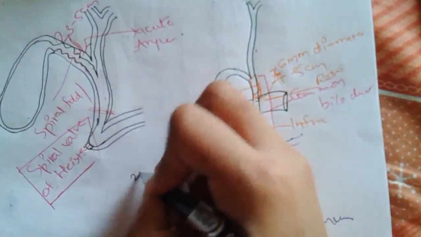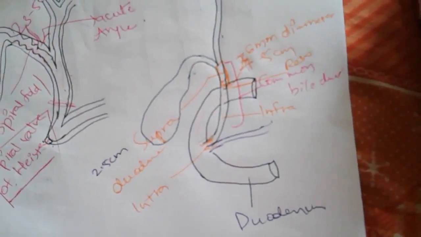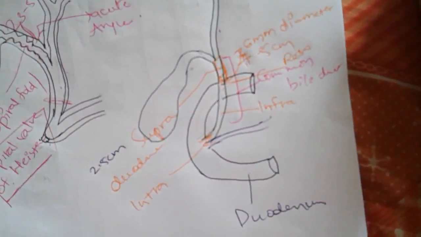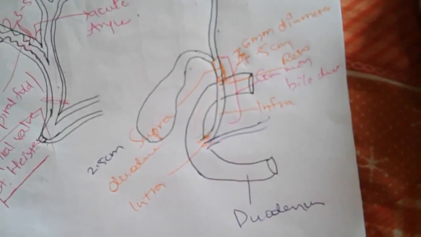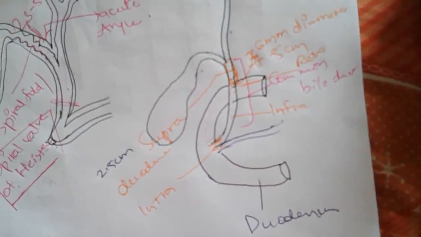just 2.5 centimeters long, and it descends in the right free margin of the lesser omentum to the right of the hepatic artery proper and anterior to the portal vein. It descends anterior to the portal vein, this common bile duct.